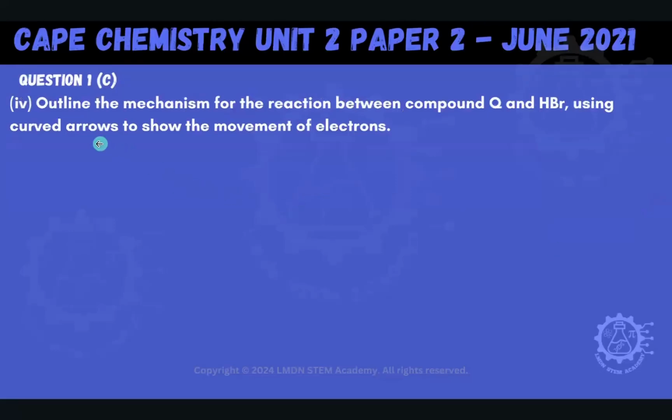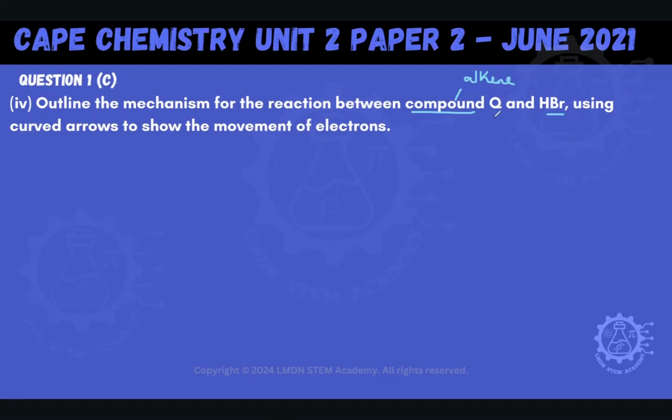So now we're being asked to outline the mechanism for the reaction between compound Q and HBr using curved arrows to show the movement of electrons, right? And whenever we're asked to outline a mechanism, we have to know which mechanism we're going to be outlining, right? So compound Q, we already determined that that's an alkene, right? And here's HBr that's being added.